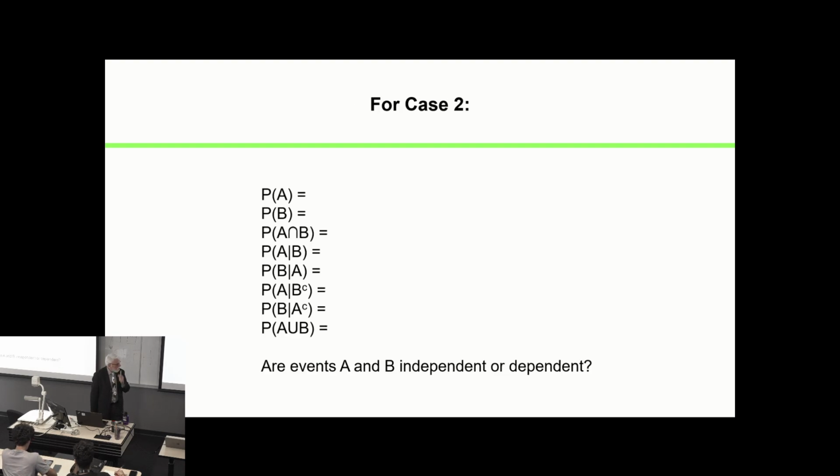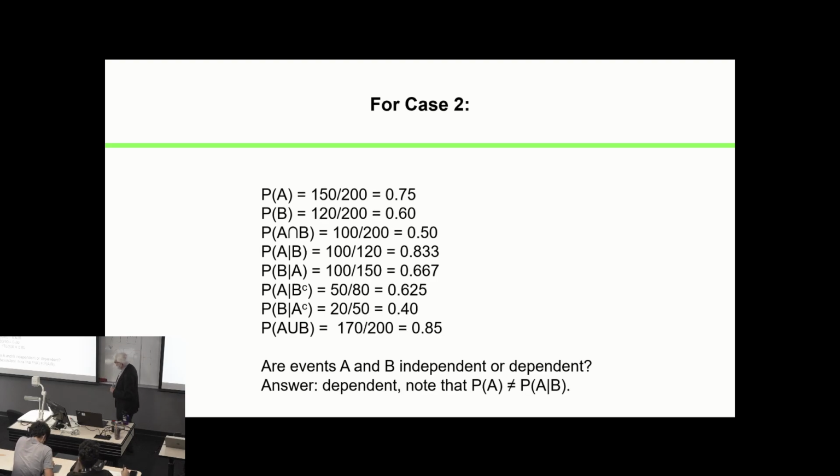And so we left you the job of working out all of these probabilities and asking the question, are A and B independent or dependent? And if we work through all those probabilities, I'm hoping you did attack them, you should have found all of these answers.